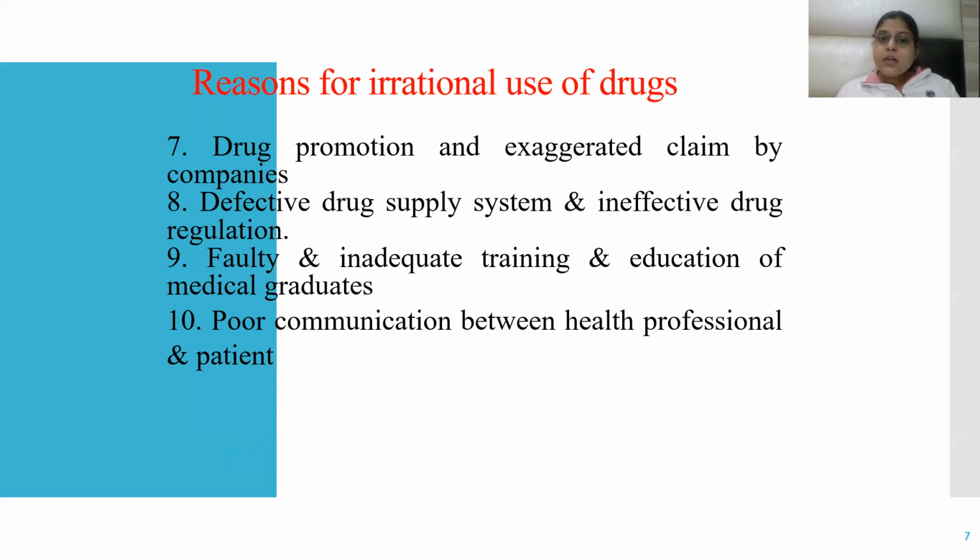Defective drug supply system and ineffective drug regulation. There can be a defective drug supply system. Sometimes the drugs are not available, so other drugs have to be prescribed by the doctors. Less costly drugs are not available, so more costly drugs, less efficacious drugs or less safe drugs will be prescribed. That can lead to irrational use of the drug.